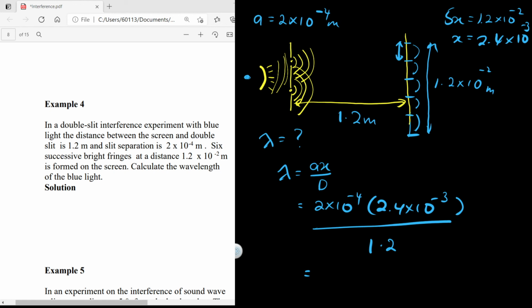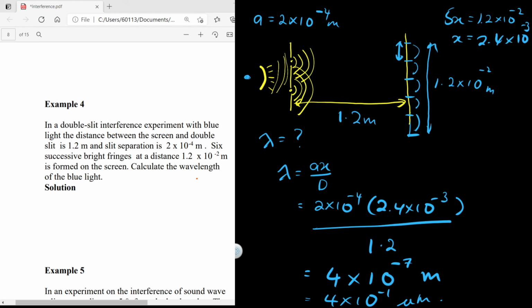This is what I get from my calculation. Lambda equals 4 times 10 to the power of minus 7 meter. So this is the wavelength. Quite small, right? If you want to change to micrometer, it will become 4 times 10 to the power of minus 1 micrometer. It is in micro.